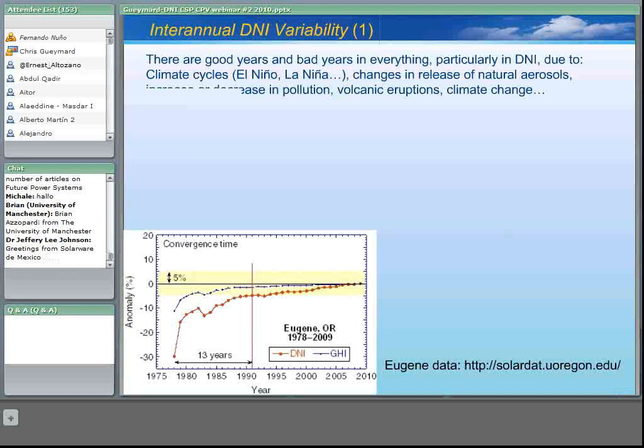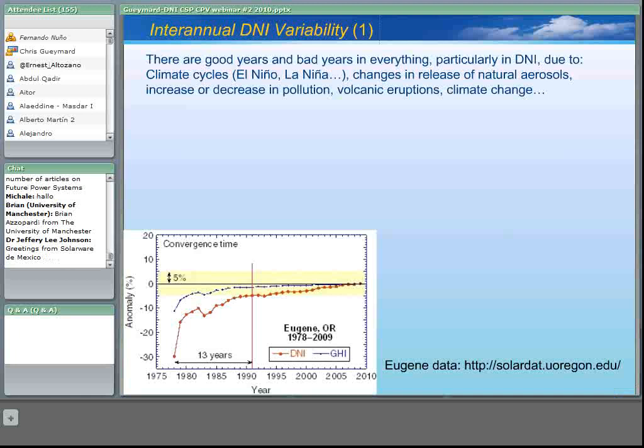Now, the internal DNI variability. Last time we looked at the short-term DNI variability. Now we look at the year-to-year variability. And like in anything, there are good years and bad years, of course, and especially for DNI.